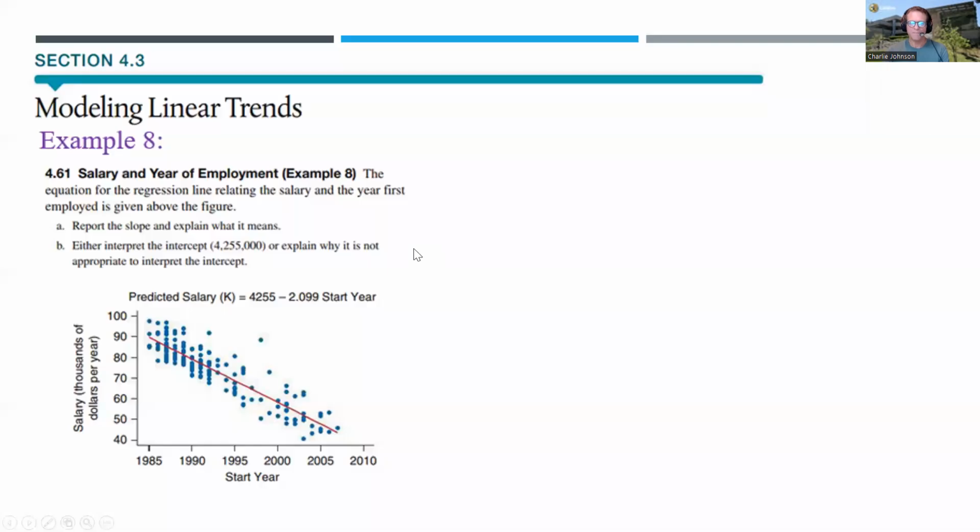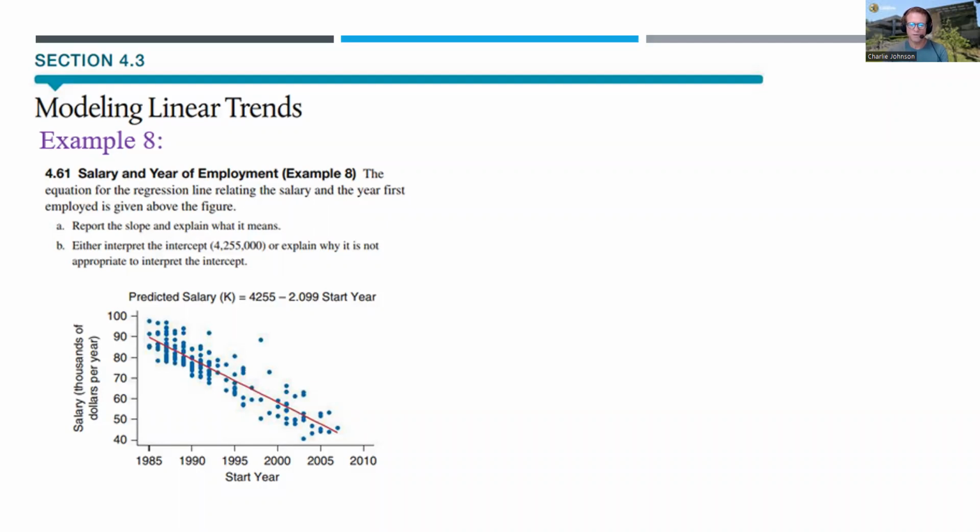Hello, statistics students. Here is another video on modeling linear trends, example 8. Salary and year of employment. The equation for the regression line relating the salary and the year first employed is given above the figure. Report the slope and explain what it means.